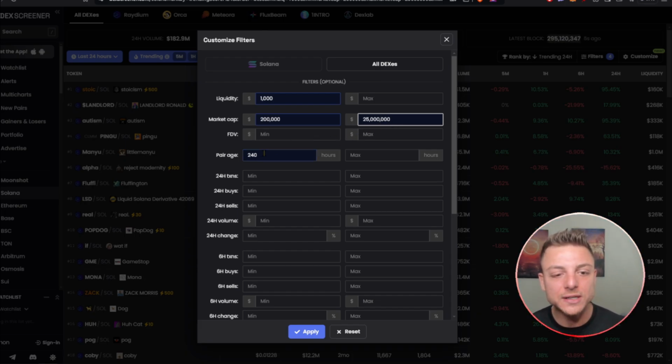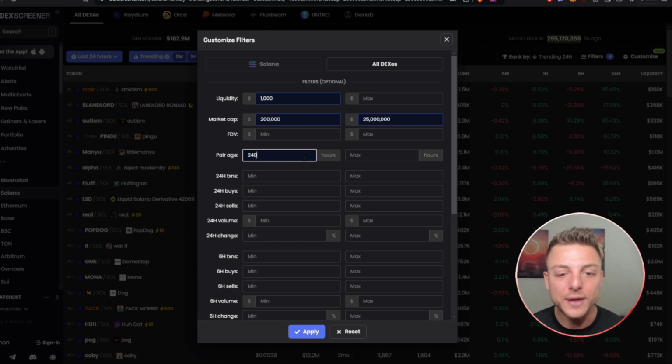The next thing that I always focus on is pair age. So setting this as 240 hours means that I'm looking for coins that are more than 10 days old. So I'm not looking for coins that just launched or are only a couple days old. I'm looking for coins that are a little bit more established in the market. This is where we're going to find these long-term gains.